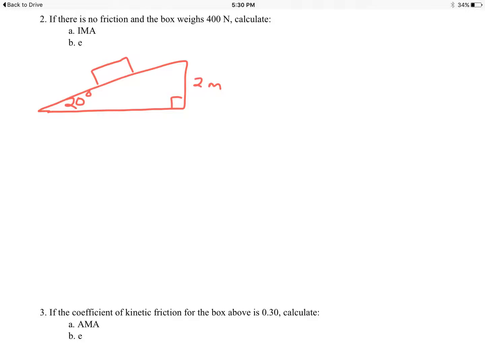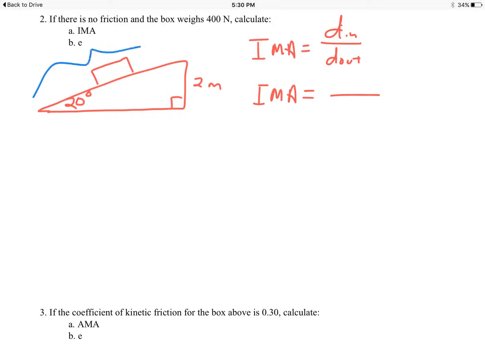The equation for IMA is the distance input over the distance output. The distance output here will be the 2 meters of height that you're going to gain. What's a little bit more difficult here is the distance input, but really what it is in this case is the length of the ramp, the hypotenuse. We're just going to call that L. This distance right here, call that L. How far you're pushing, that's your input distance.